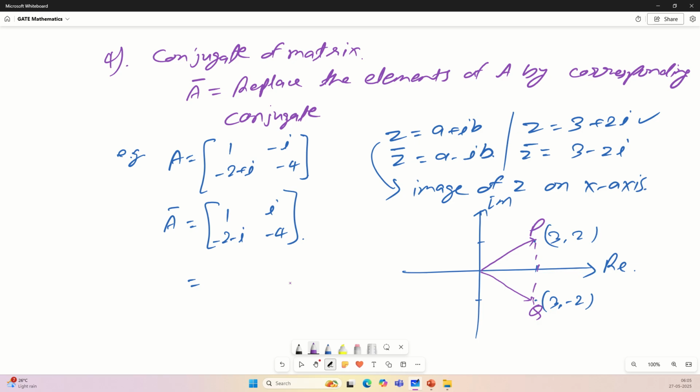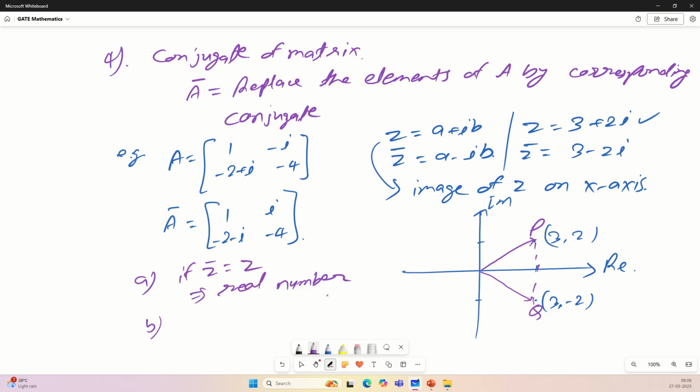Now let me tell you one more property of this particular thing. Let us say if my Z bar is equal to Z, or the conjugate of Z is equal to Z, then what will happen? It means basically that 3 is going to be equal to 3. It is the only case when my Z is real. So I can say it is a real number. All the elements of matrix A which are real remain the same in the conjugate also. So if Z conjugate is equal to Z, it means Z is a real number.